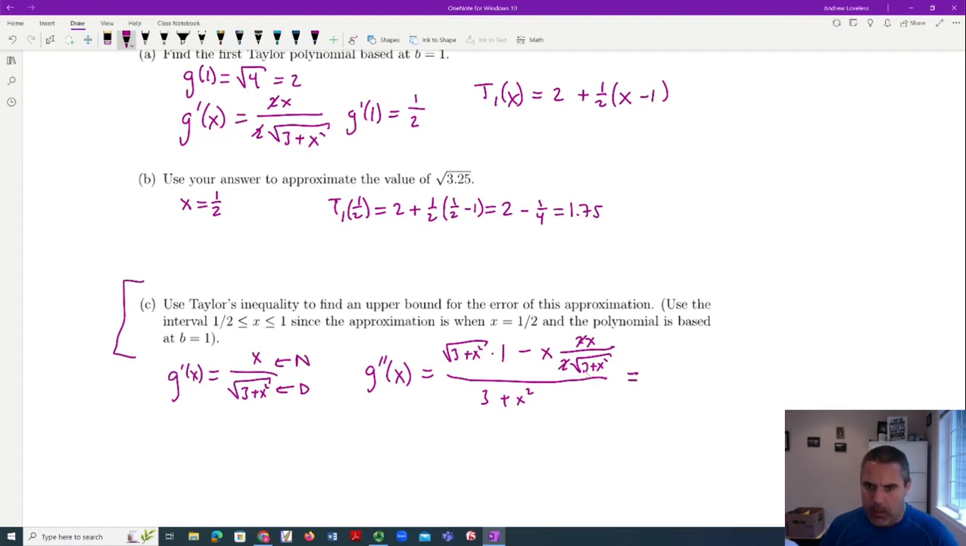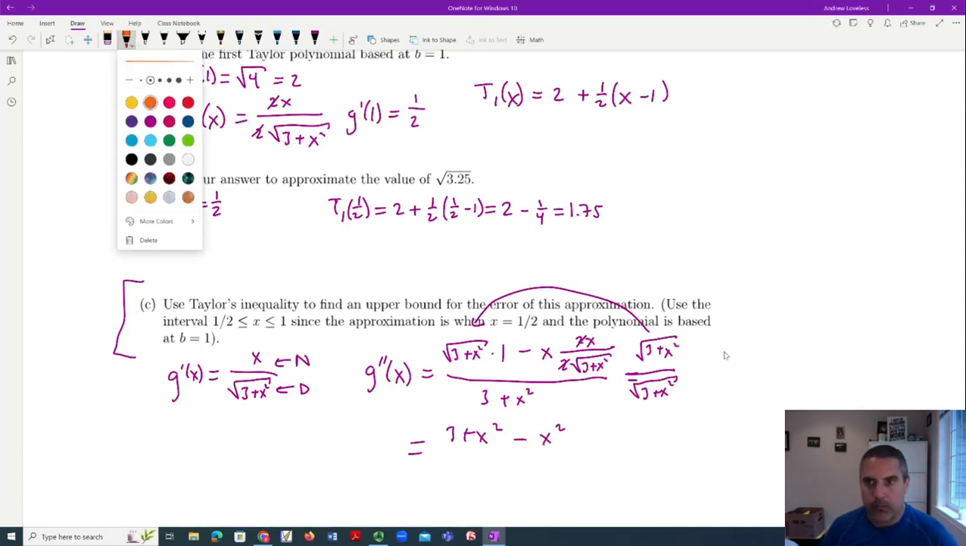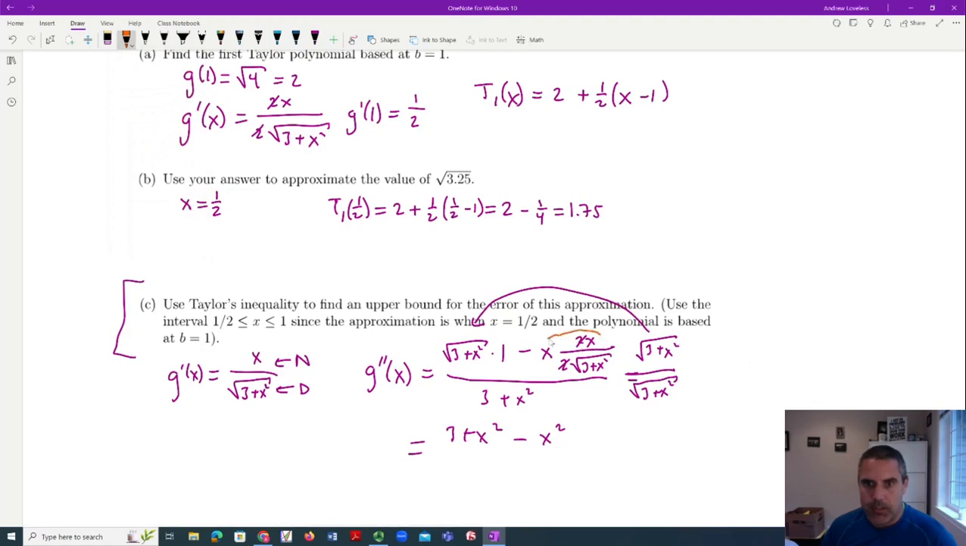So I would multiply top and bottom by this square root. So I'm going to do a little bit of simplifying here. Just a general good rule of thumb is if you have a fraction inside of a fraction, multiply top and bottom by whatever that is. In this case, it's kind of nice because this times this is 3 plus x squared. And this is just x squared, because all that's left here is this, and those two things cancel.